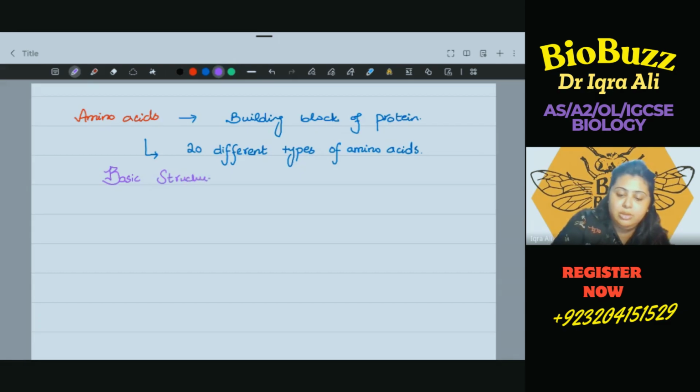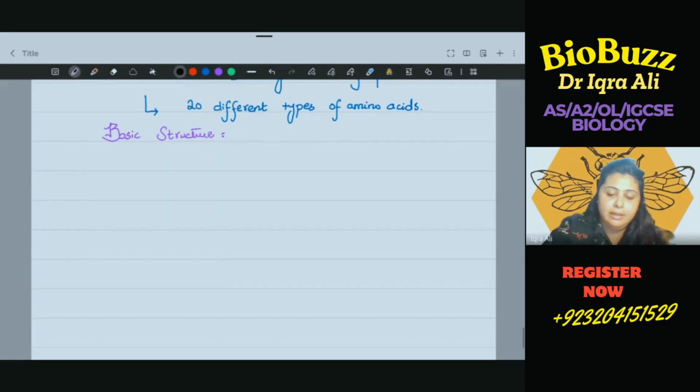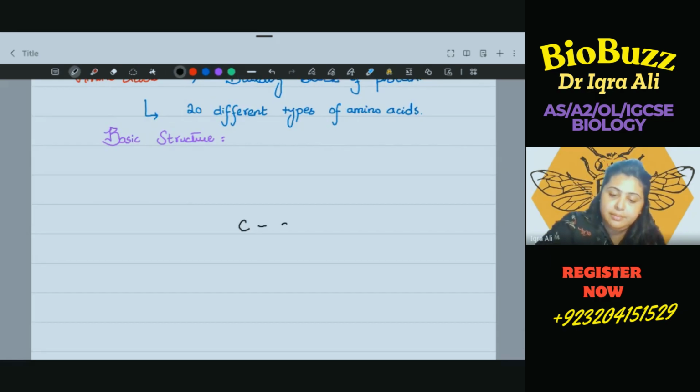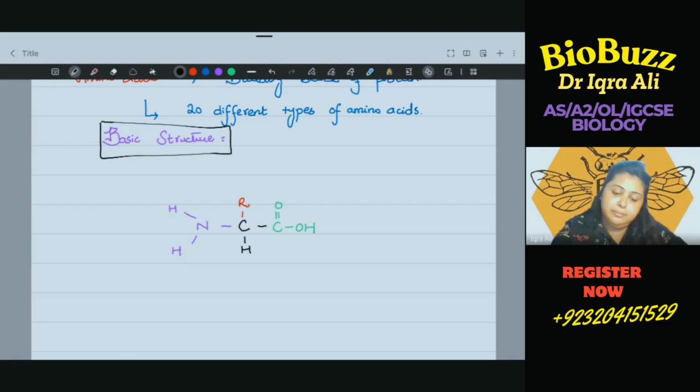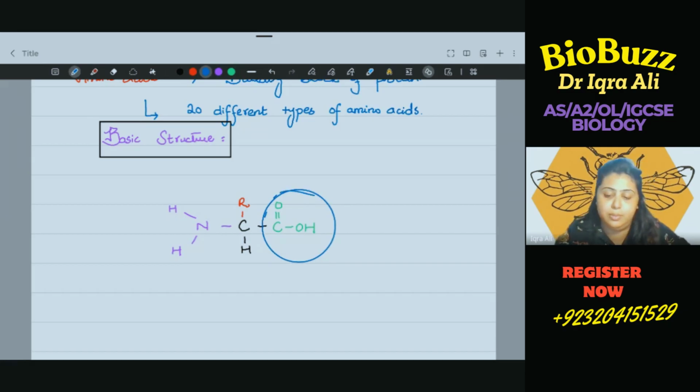So the basic structure of amino acid is that it contains a carboxylic group on one side and an amino group on the other side. And with that, it also contains a third thing, which is the R group. And what is the R group? R group is the side chain. That side chain could be any group attached with the amino acid, and it will form another type of amino acid. So the first thing that we need to understand is that in every amino acid, you are going to see one carboxylic acid group. It is mandatory for every amino acid to have a carboxylic acid group. Then it is mandatory for every amino acid to have an amino group.